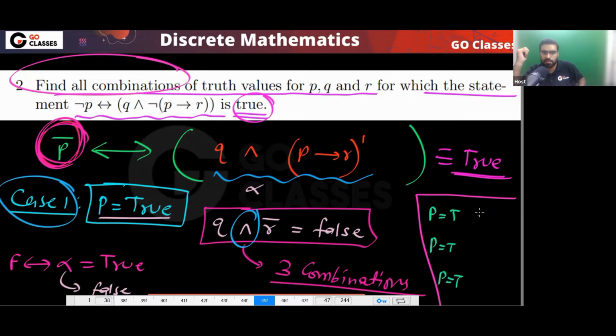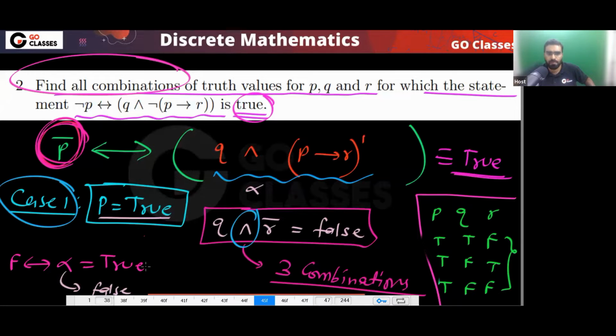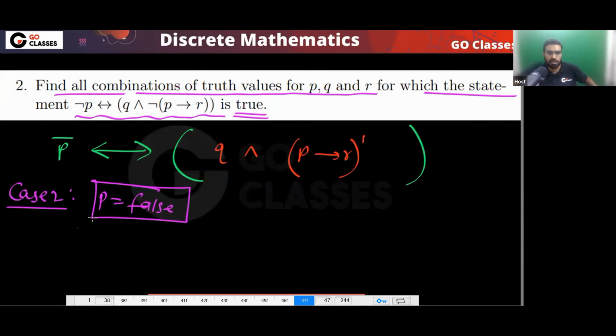P true is fixed, but you got these combinations. So you can see these combinations we got for P, Q, R. P true is fixed. We got true false, false true, false false. So these three combinations will make this statement true. Similarly, you can do case 2.